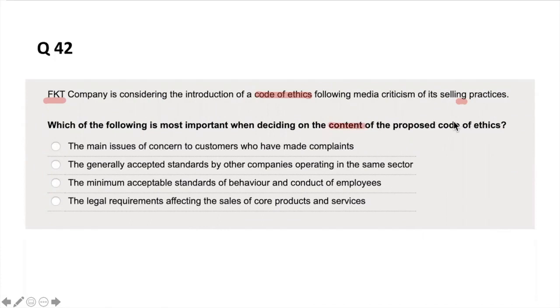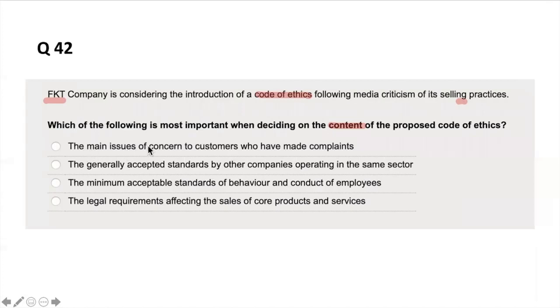The content. For those who haven't studied this area, the content of the code of ethics has to do with the way the company wants their people to behave, the manners, the values that they want to portray when they do their work. So let's see which one is most important when dealing with it.